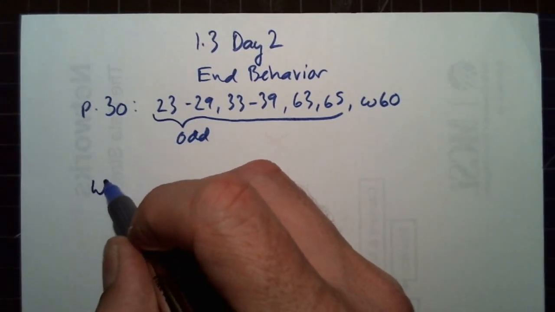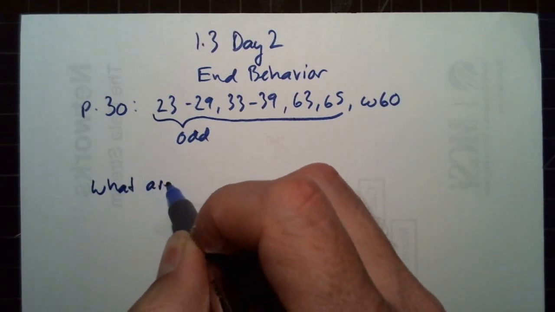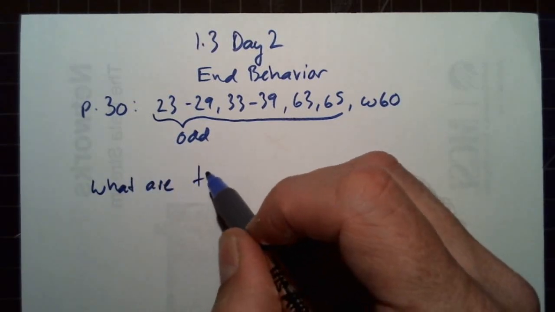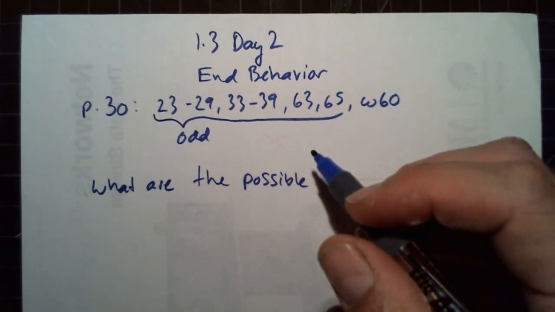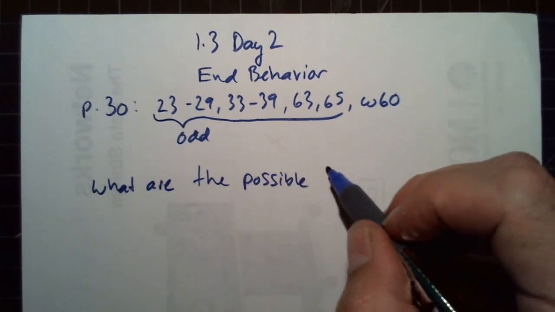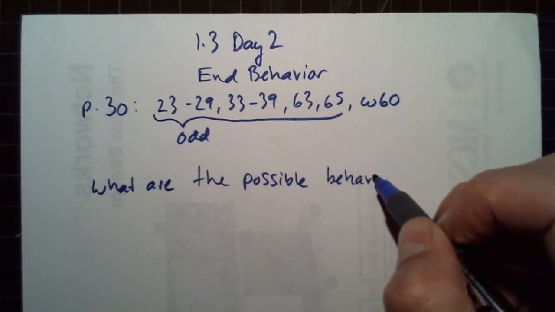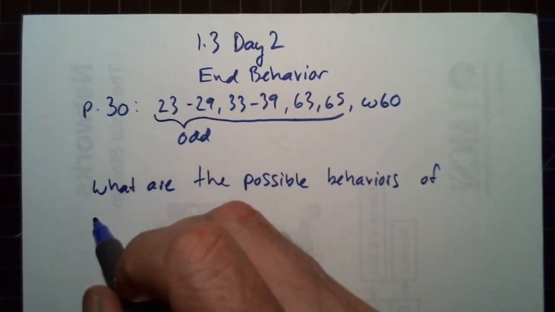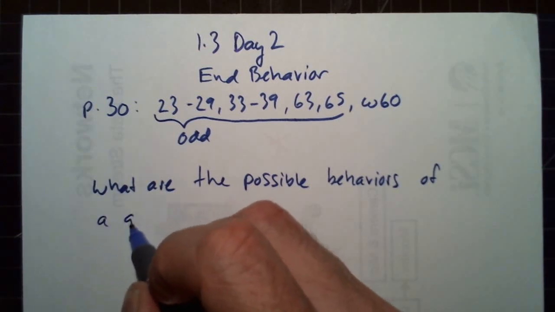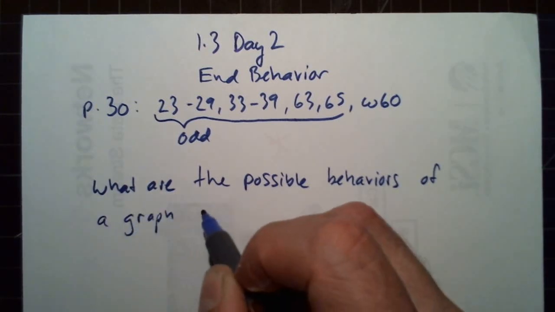So, what are the possible behaviors of a graph?